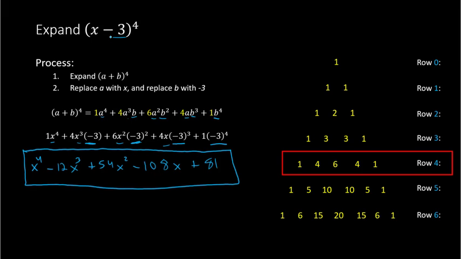And notice that because of this minus 3, each term will be changing in sign. We start with a positive, then negative, positive, negative, positive. So that's a way to check as well. If this term is negative, then our signs are going to alternate back and forth.